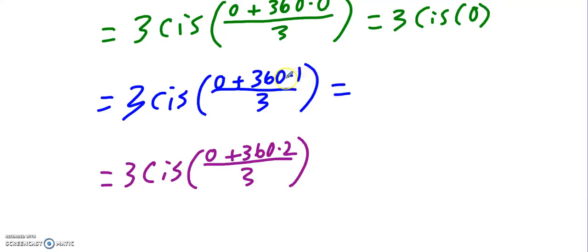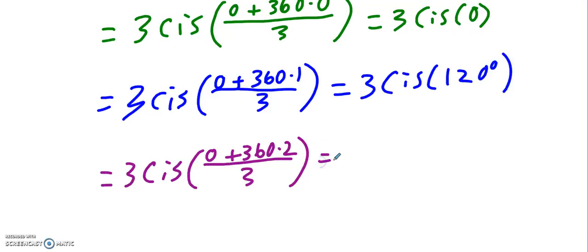Here, 360 times 1 is 360. 360 plus 0 is 360. 360 divided by 3 is 120. So here I'm going to get 3 CIS of 120 degrees. And then the last one, 360 times 2 is 720. 720 divided by 3 is 240. So here I end up with 3 CIS of 240.